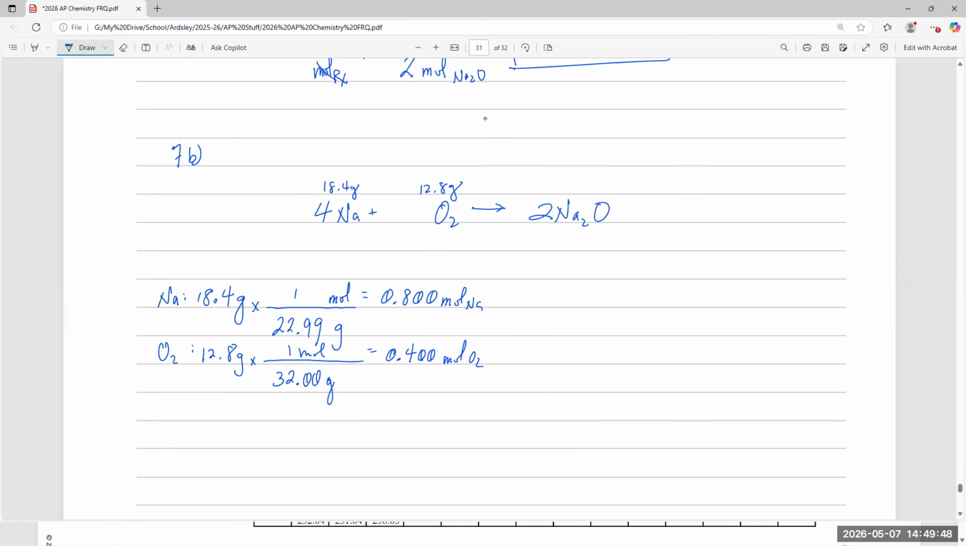So who's the limiting reagent? You need 4 times as much sodium as you need oxygen, right? If you have 0.4 moles of oxygen, 4 times that is 1.6 moles of sodium that you need. We ain't got that. So sodium is our limiting reagent, and oxygen is our excess. If you can't do limiting reagent problems, I don't know why you were taking this test, so I'm not going to explain that. Sodium is going to dictate how much we're going to create.